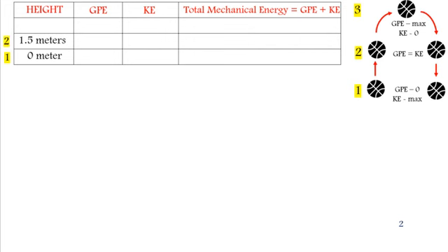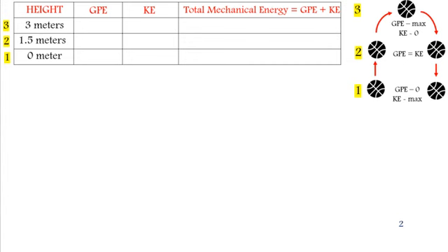The first column belongs to the height. The second one refers to gravitational potential energy. The third column is for kinetic energy. And the last one pertains to the total mechanical energy, which is equal to the sum of gravitational and kinetic energy. So at point 1, let's say the height is 0 meters because it is on the ground. At point 2, the height is 1.5 meters, and at point 3, the height is 3 meters.